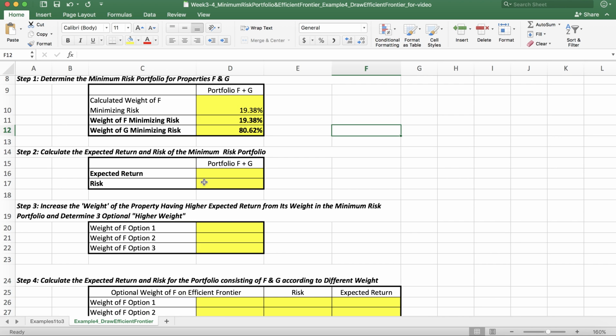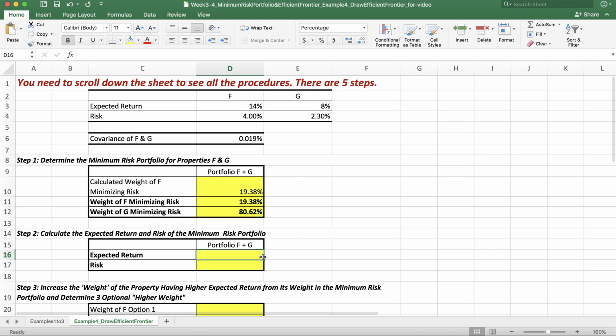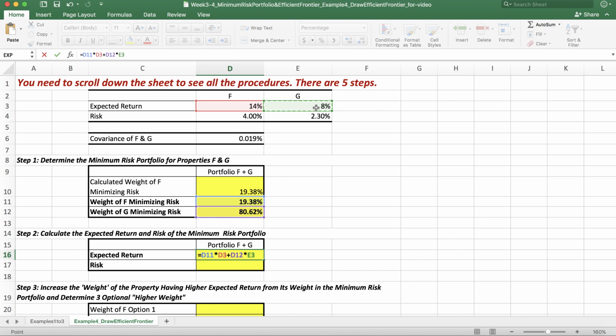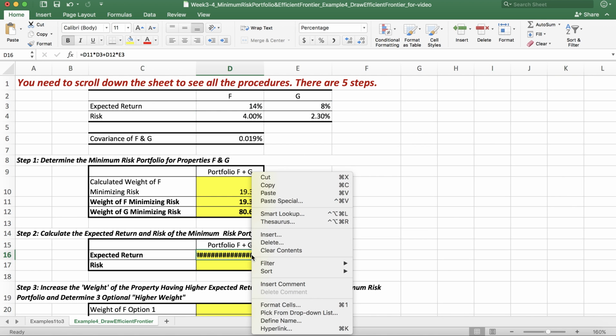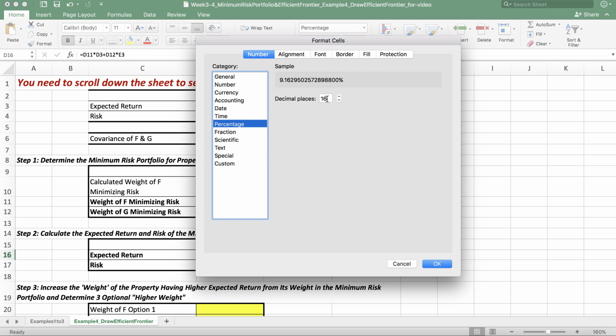So next, we are going to apply the formulas we learned in week 1 and 2 topics about expected return and the risk for an investment portfolio. For the expected return between these two properties, we just apply the formula that we learned before: equals weighting of property F times expected return for F, then plus weighting for property G times expected return for property G. Then that comes out as the expected return. We still format the font to 2 decimal places.